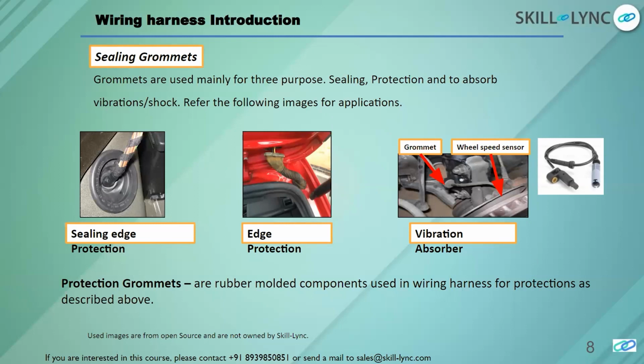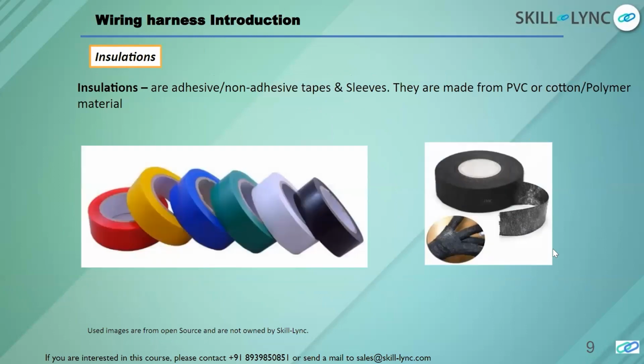So these are again what you generally see in an automotive. If you open a car, you can see these kind of small rubber grommets on your automotive systems, correct? Now coming forward, you have something called insulations.